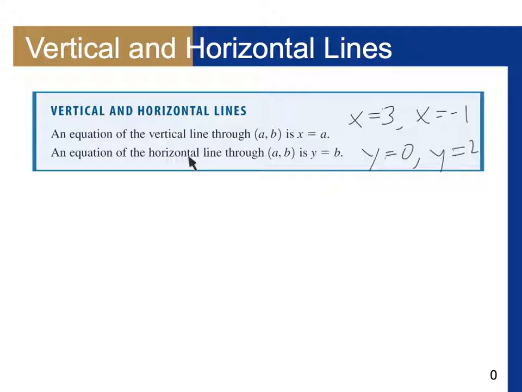For a horizontal line, you're going to have y equals some constant. That means the slope is 0, so m is 0, which means there is no x. That line goes forever back and forth. When you have y equals some constant, there is no x because there are no restrictions on x. Now y equals 0 would just be the x-axis. y equals 2 would be the line that goes through y equals 2 and is horizontal.